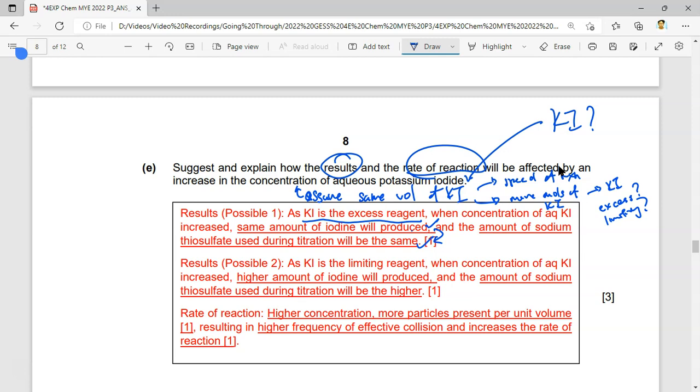But let's say KI is the limiting reagent in this case. Because now I have more KI in the solution, a higher amount of iodine will be produced, and because more iodine is produced, the amount of thiosulfate used will be more. So the reasoning is important. Whether it's excess or limiting, it will affect the product formed accordingly. If it's in excess, the results are consistent, the same results. If KI is limiting, then I'll have more product. So just take note of that.